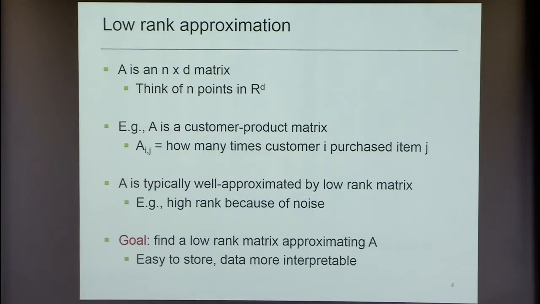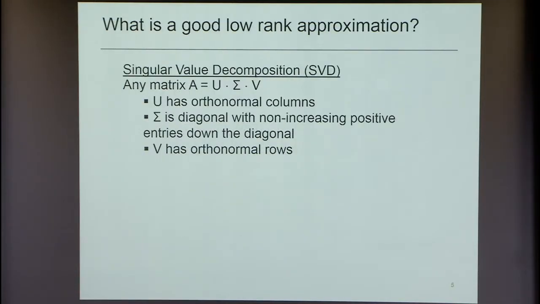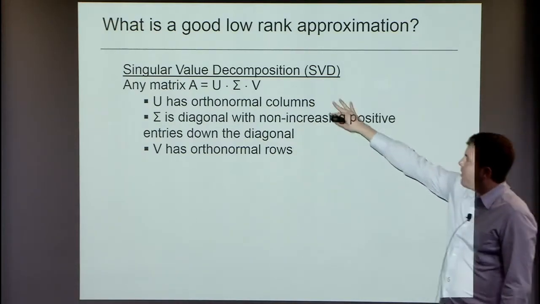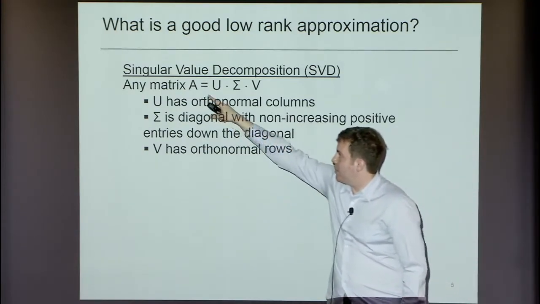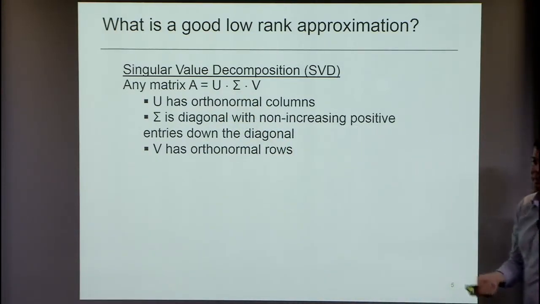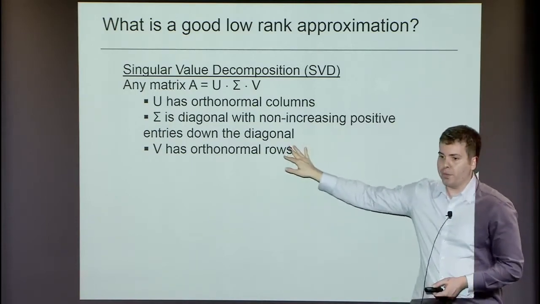Okay, so what is a good low-rank approximation? So we call the singular value decomposition the SVD, that any matrix A can be written as the product of three matrices U, Sigma, and V, where U has orthonormal columns, Sigma is diagonal with the entries decreasing as I go down the diagonal, and V has orthonormal rows.